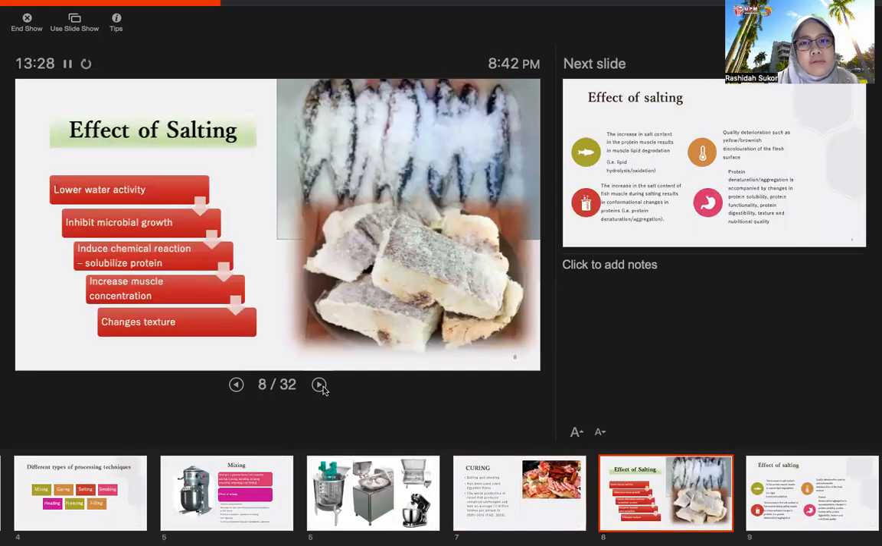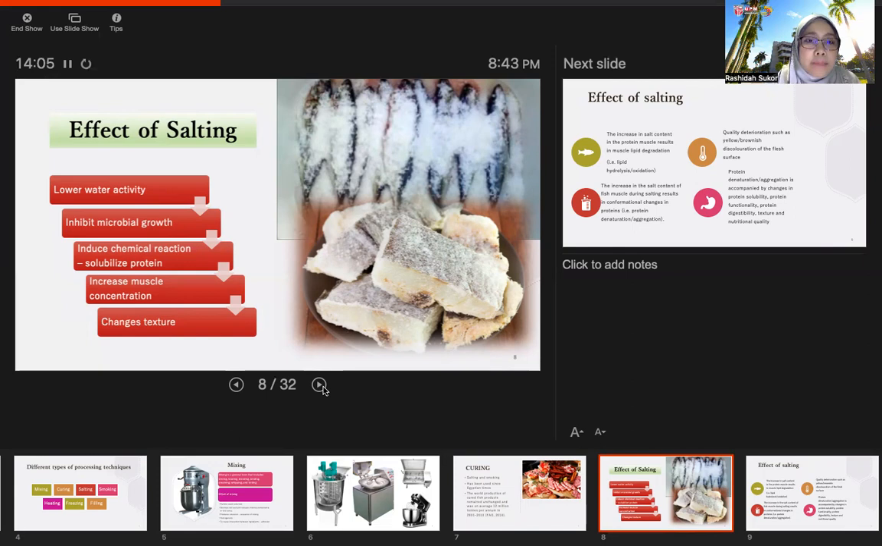Okay, salting. When we talk about salting, it means that we add salt to the product. In Malaysia, this is one of the most important industries, right? Most Malaysians eat a lot of salted products, especially salted seafood or salted fish from the market.